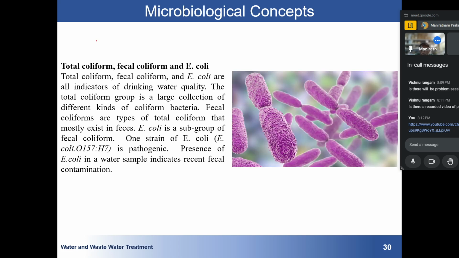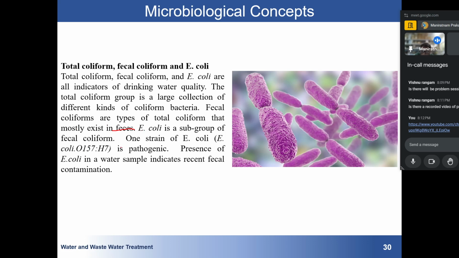Okay, now. So total coliform, fecal coliform, and E. coli are the indicators of drinking water quality. The total coliform group is a large collection of different kinds of coliform bacteria. Fecal coliform are a type of total coliform that mostly exist in feces. The E. coli is a subgroup of fecal coliform.